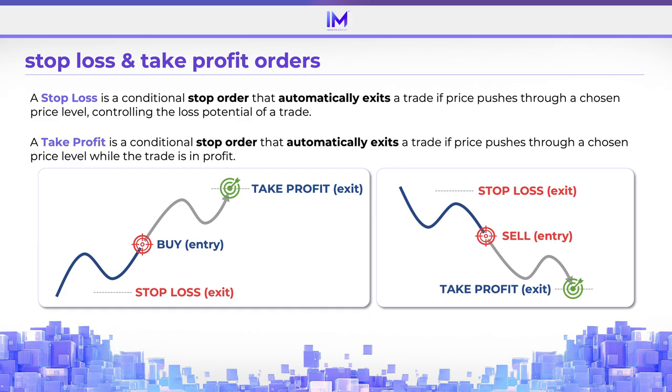Stop loss and take profit orders. A stop loss is a conditional stop order that automatically exits a trade if price pushes through a chosen price level, controlling the loss potential of a trade. A take profit is a conditional stop order that automatically exits a trade if price pushes through a chosen price level when the trade is in profit.